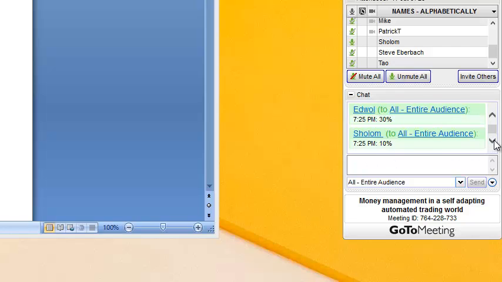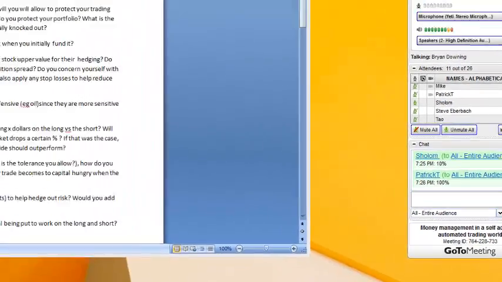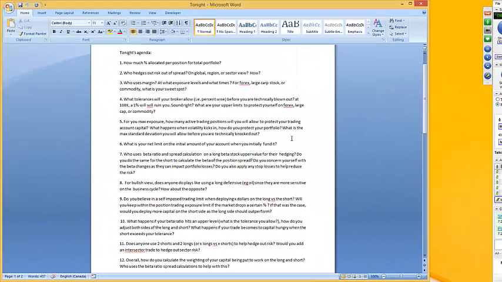So Shalom says 10% of total, brand new. Okay, that's cool. Anybody else? Patrick puts in 100%. You guys want to talk about it at all? I mean, I put in all my money. If it's risk capital, it's risk capital.